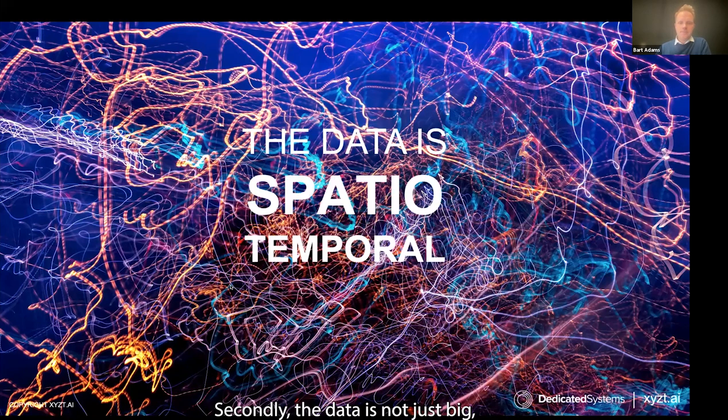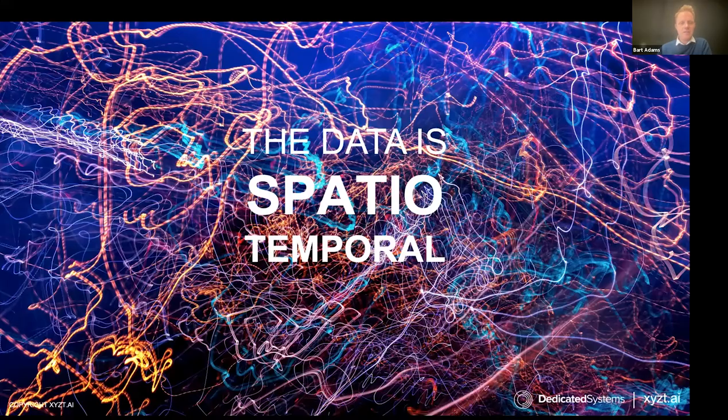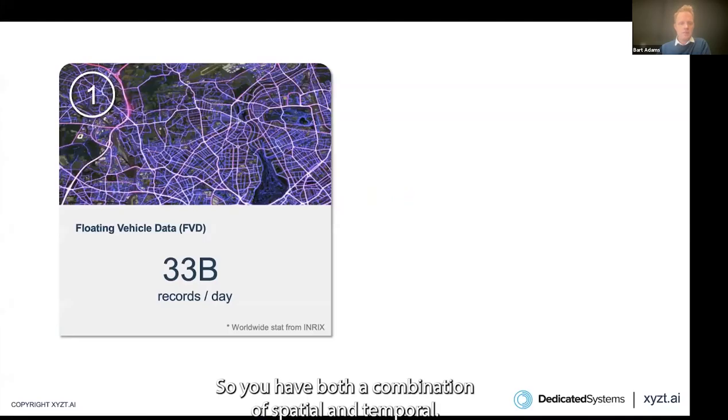Secondly, the data is not just big, it's also special. It's spatial temporal. And what we've seen over the past years and decades is that doing analysis on spatial temporal data is not easy. Things move around and things change in time. So you have a combination of both spatial and temporal.